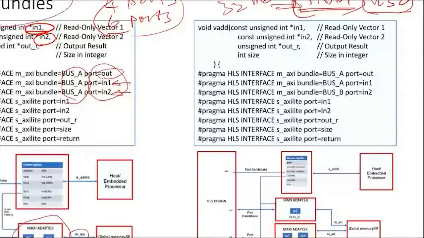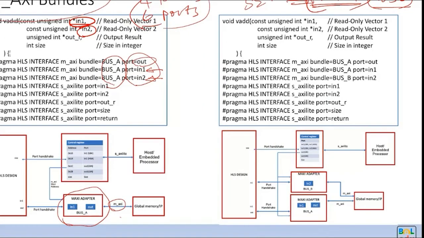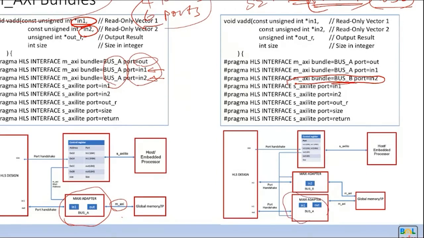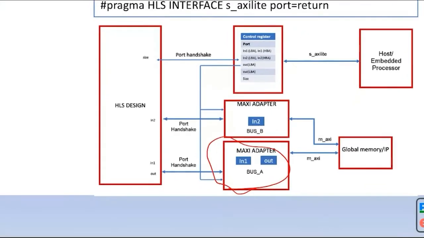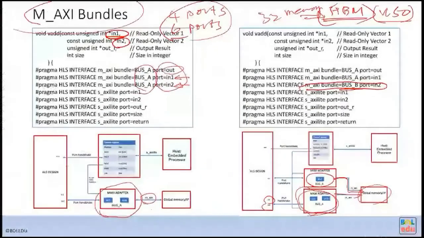Or I can distribute and use more memory bandwidth by assigning differently. For example, here I assign input 2 to bus B, using another memory channel. So right now input 2 uses 1 memory channel, and input 1 and the output use 1 memory channel. Then I have 2 XI interfaces to the global memory IP. In this case, you increase the memory throughput. So that's one thing you can use to increase your memory throughput.